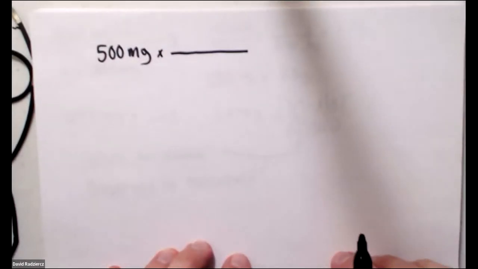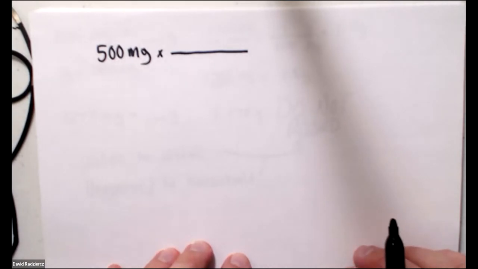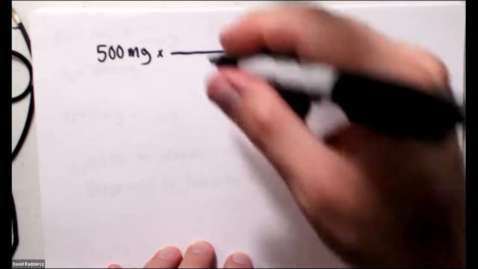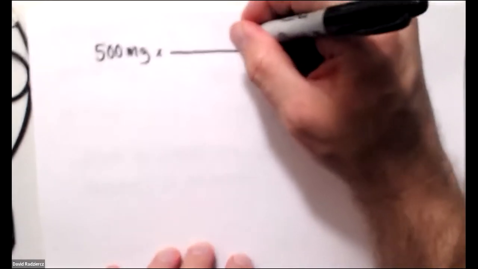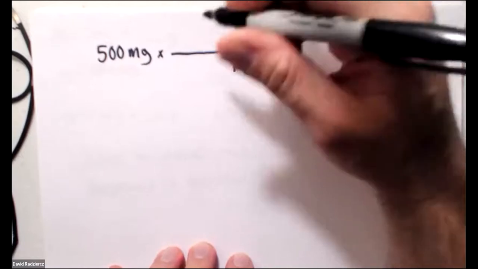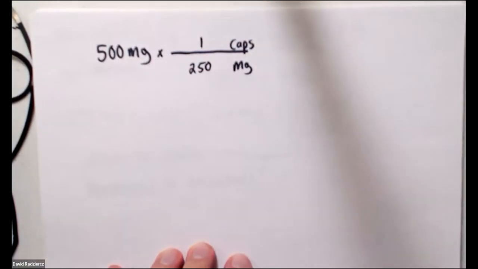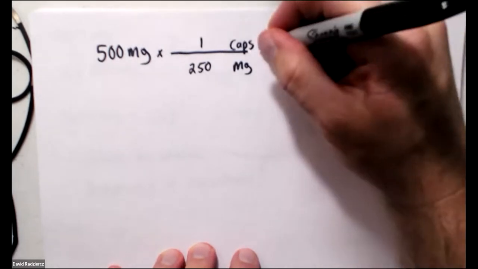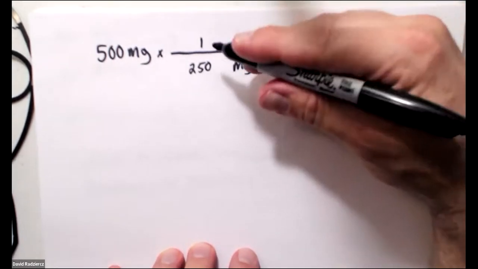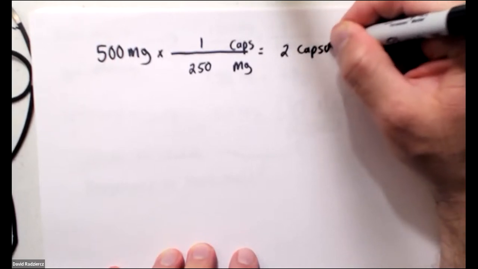Then I'm going to look for my conversion. That's where I'm going to look at the label. Remember, the label said we had cephalexin 250 milligrams per capsule. What I'm looking for is how many capsules. So 250 milligrams per capsule. Then I'm just going to do 500 divided by 250, and my answer is 2 capsules.